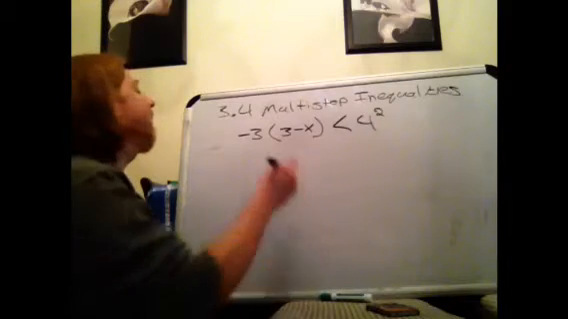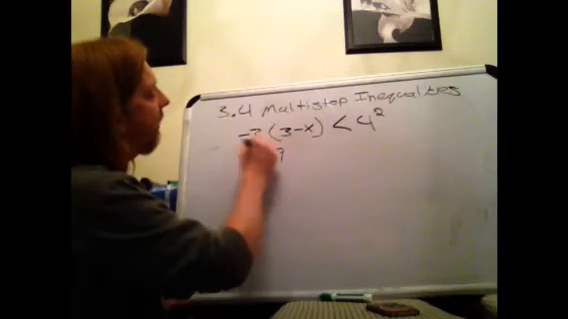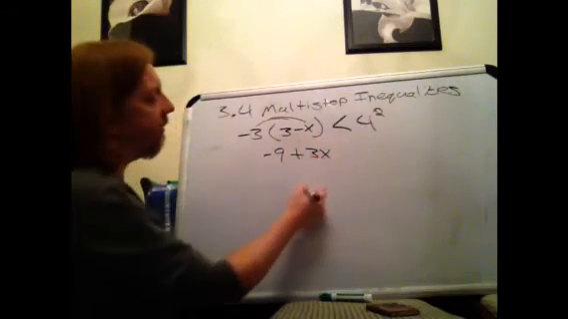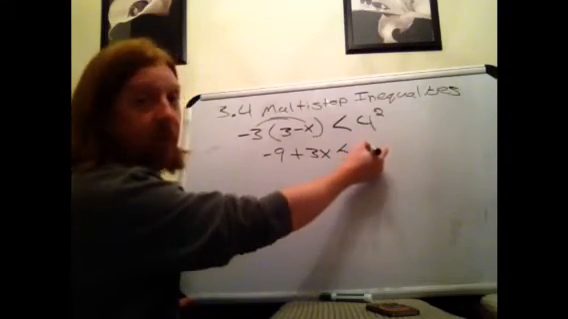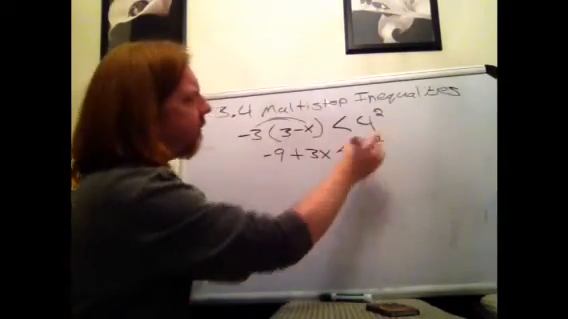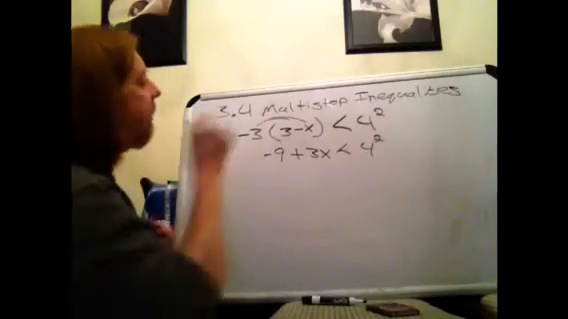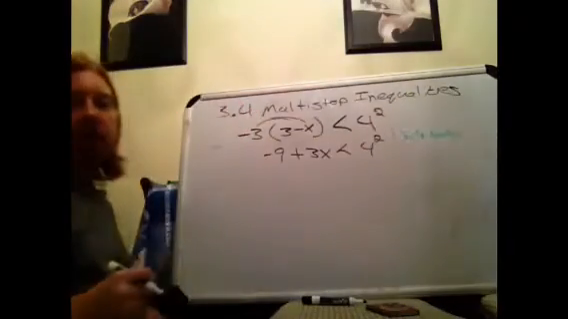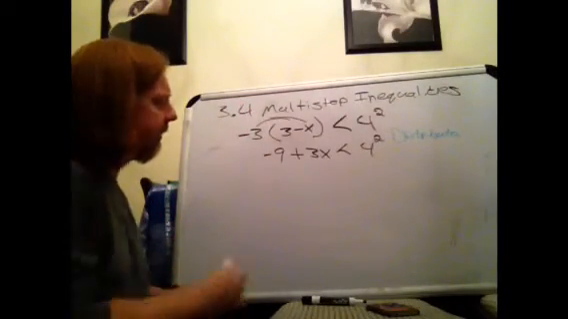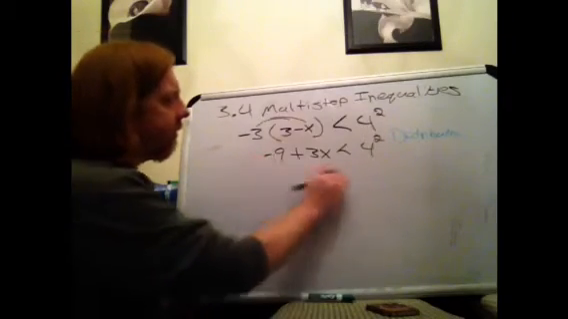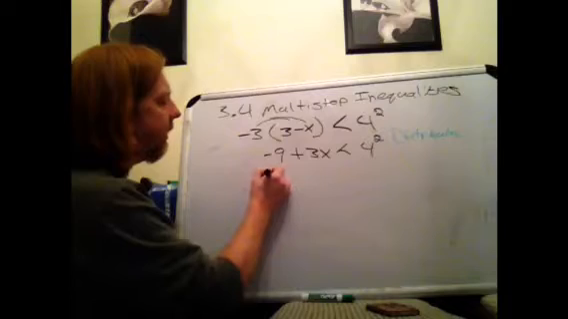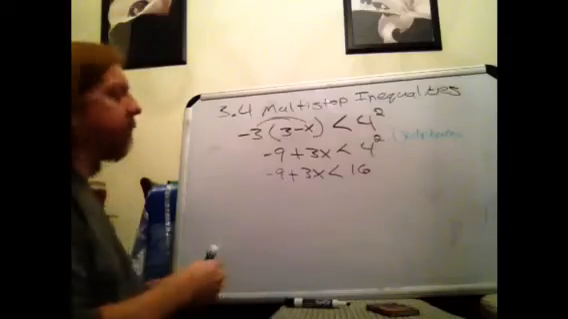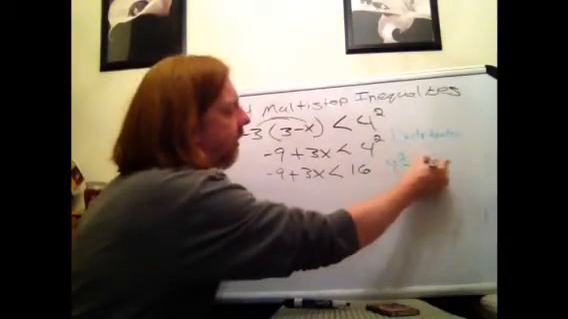So, distribute. -9. Oh, hey, that kind of works out because now I have a positive 3x less than or equal to, and I'll leave this as 4 squared for now. When I write down what I'm doing on each of these steps, I write down that I distributed, because that's what I'm doing at that step. Now let's clean this up a little bit. So I'll write -9 plus 3x is less than 16. What I do there is just make a note that 4 squared is 16.